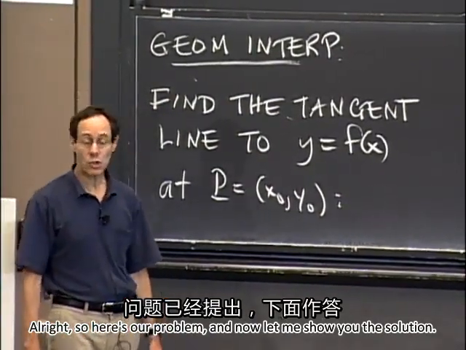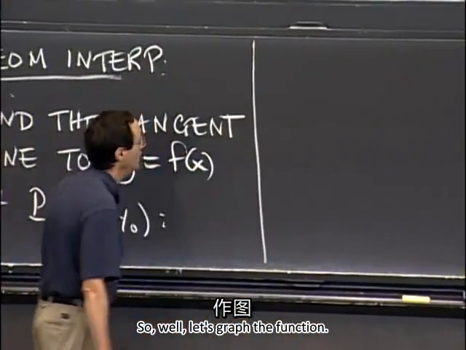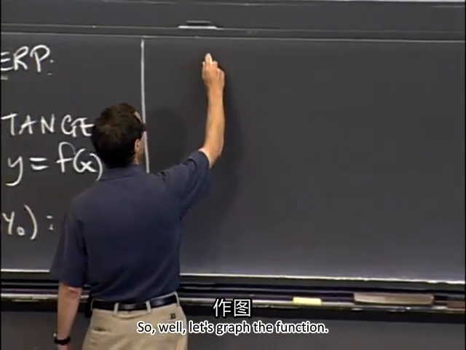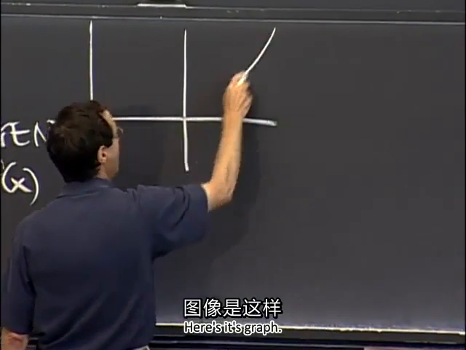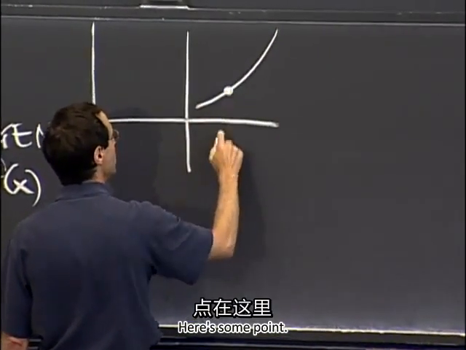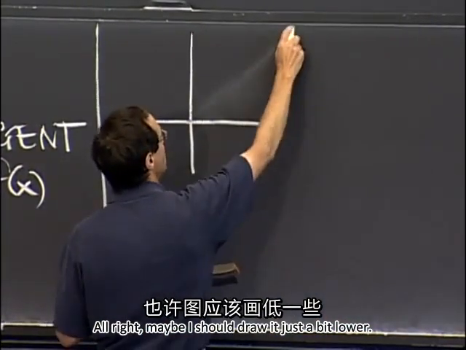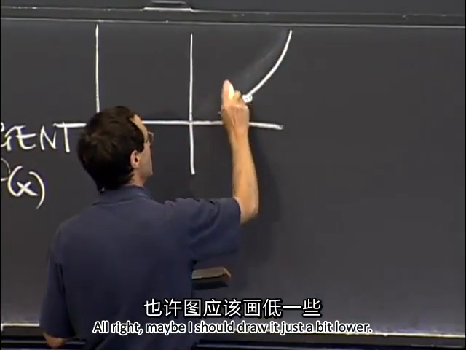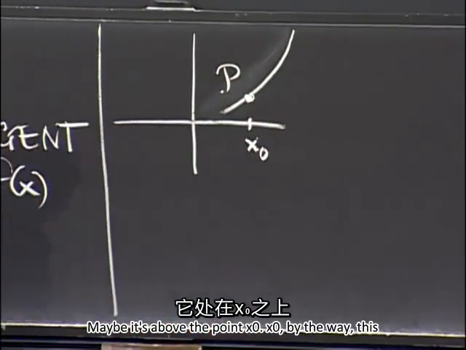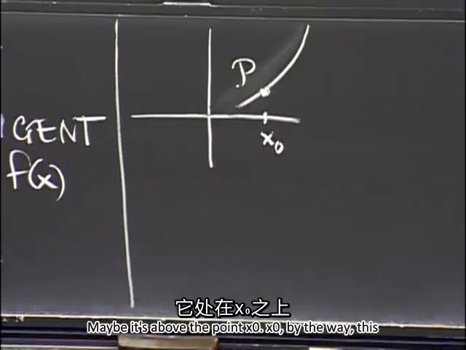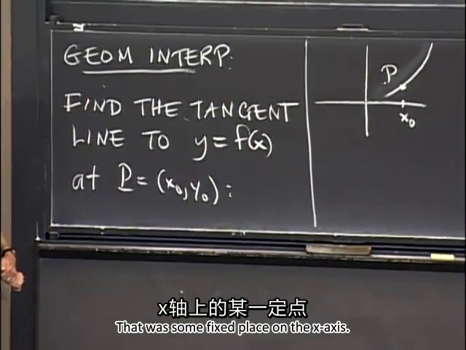And now let me show you the solution. Well, let's graph the function. So let's say here's its graph, and here's some point. Maybe I should draw it just a bit lower. All right, so here's a point P. Maybe it's above the point x0. x0, by the way, this was supposed to be an x0. That was some fixed place on the x-axis.